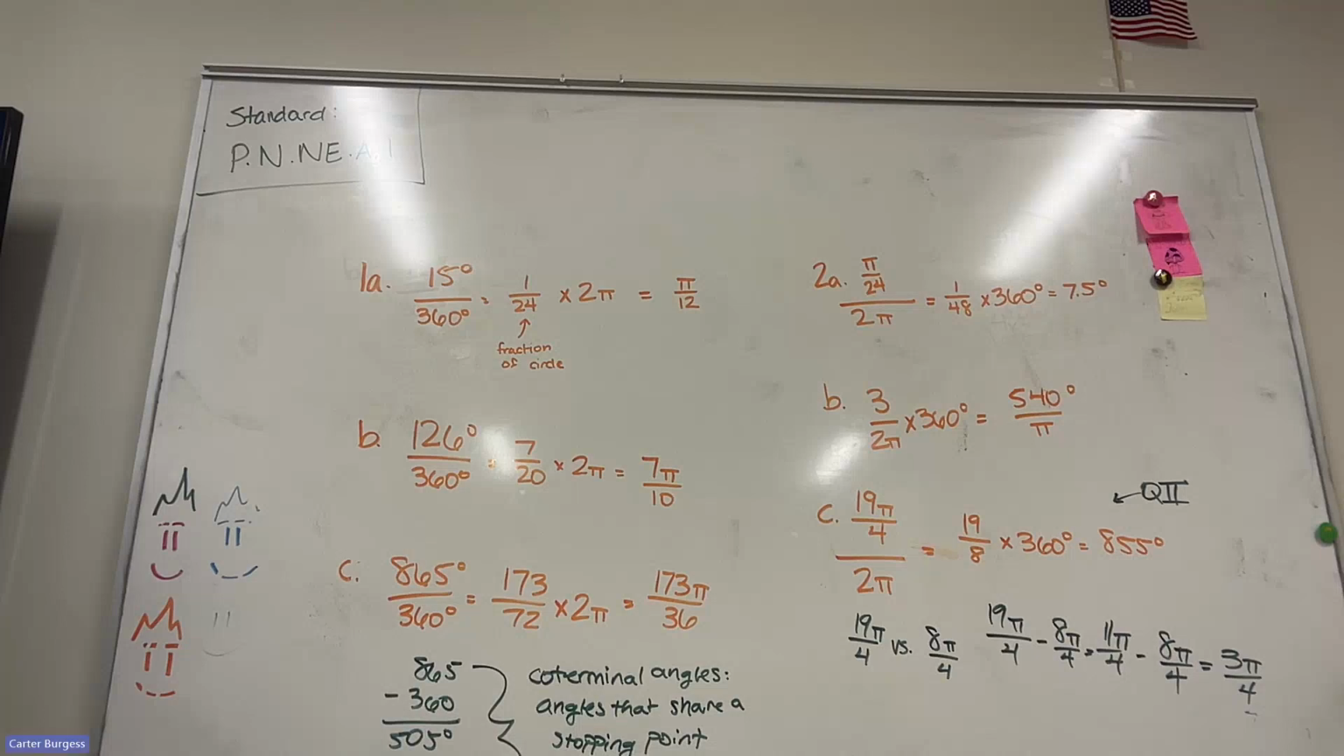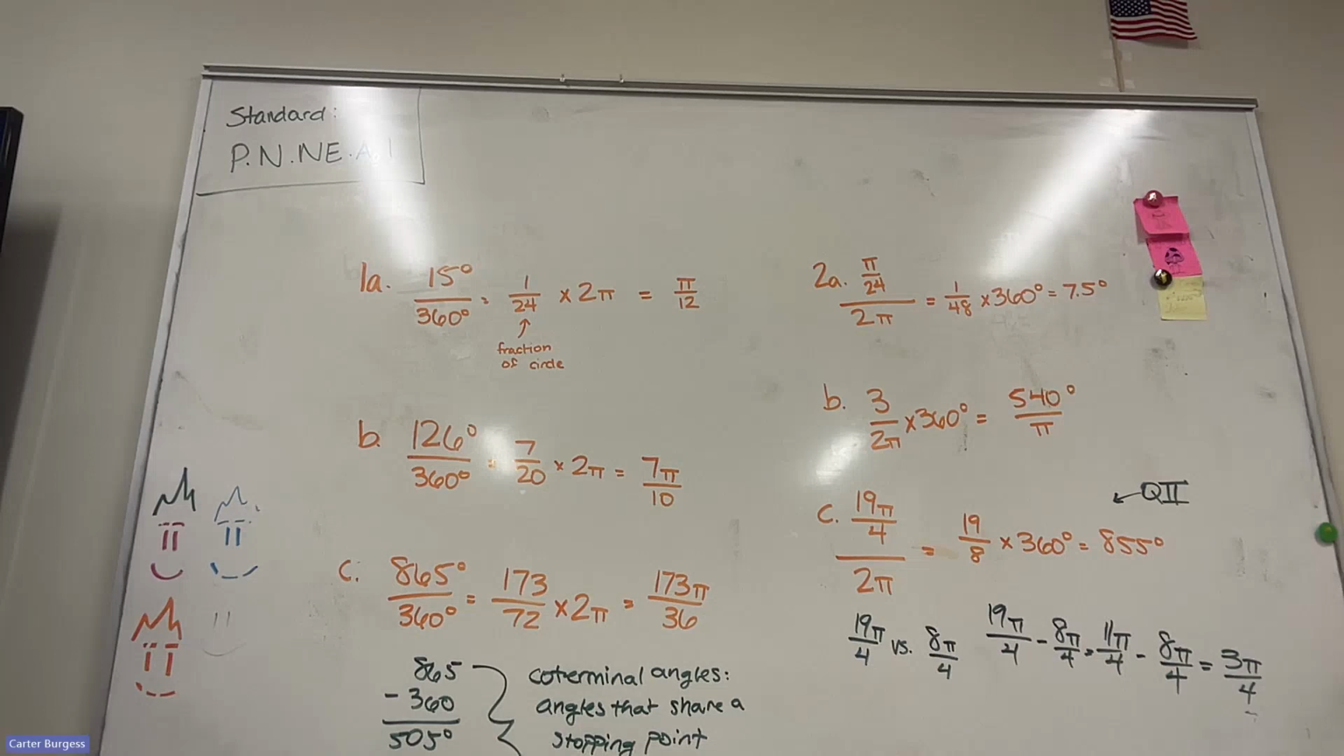Is equal to, and then 11 pi over 4 minus 8 pi over 4. Okay. Right. Questions with examples 1 and 2?